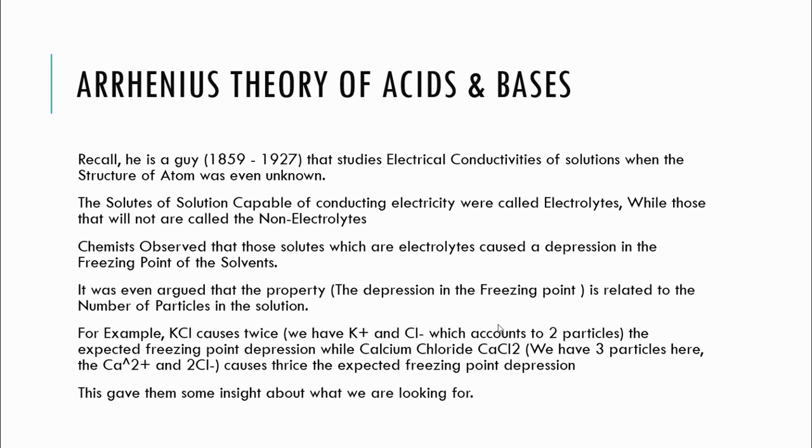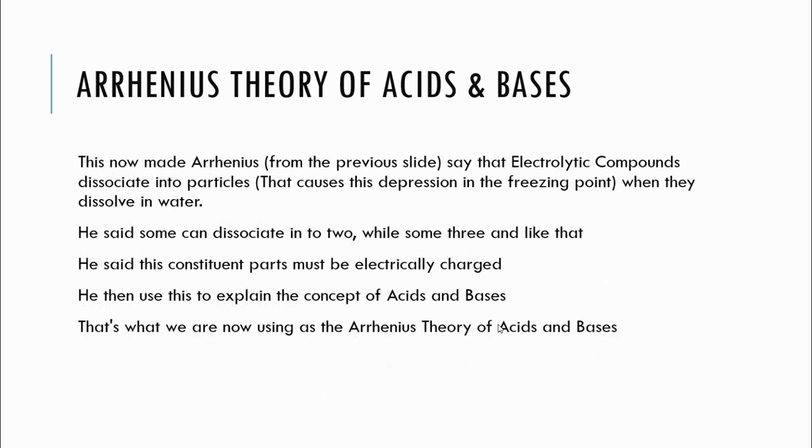While calcium chloride causes three times the expected freezing point depression. That means potassium chloride causes twice, and calcium chloride causes three times. This is what gave them an insight. For potassium chloride to cause twice, it means potassium chloride splits into two. For calcium chloride, it splits into three: Ca2+ and two Cl minus. So they already knew that these compounds dissociate in solutions. Do you get my point?